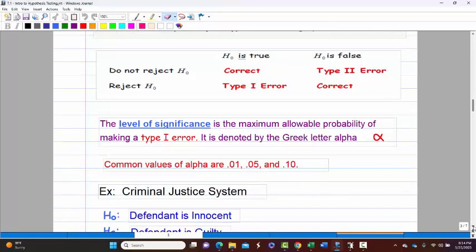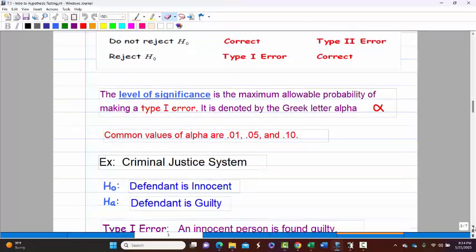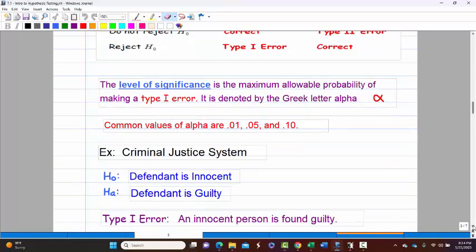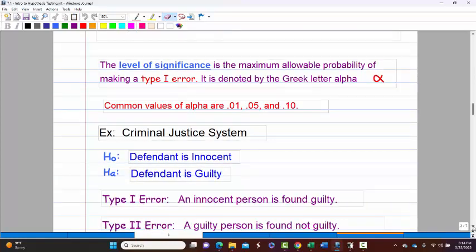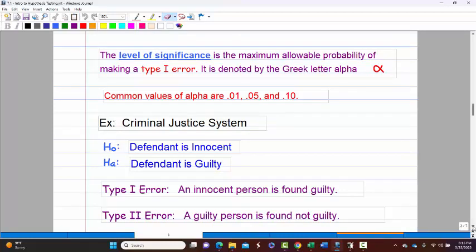Okay, now here's an example of the idea of type 1 and type 2 error, and the idea I was talking about earlier about failing to reject the Ho not meaning you accept or embrace the Ho or agree with the Ho. So let's look at this example. Use the criminal justice system. Theoretically, the null hypothesis is the defendant is innocent, and then the alternative is they're guilty.